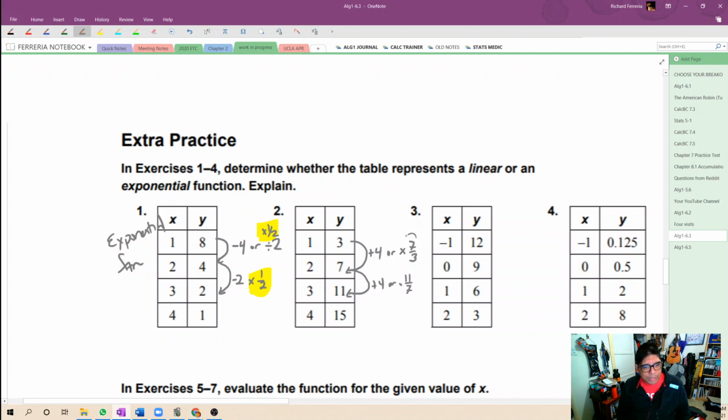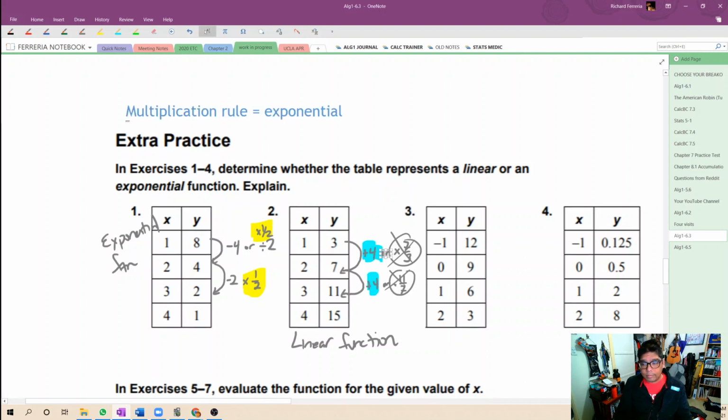Now, I'm sure you can see this pattern here does not work. And the add 4 pattern does work, or it is more consistent. It's consistent is what I'm saying. So this is a linear function. Okay. Multiplication, exponential. Addition rule, well, that's a linear function.